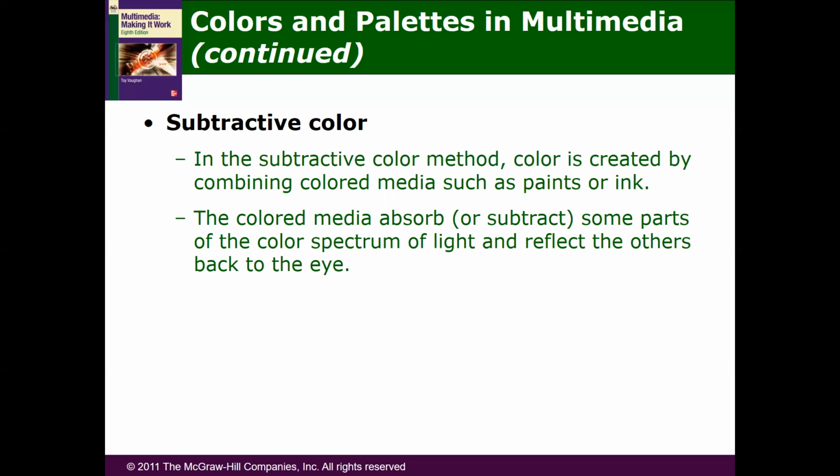Subtractive color. In the subtractive color method, color is created by combining colored media such as paints or ink. The colored media absorb or subtract some part of the color spectrum of light and reflect the others back to the eye. So subtractive color is basically created by combining colored media, for example paints or inks. It absorbs part of the color spectrum, reflects the others back to the eye, and it is used mostly in creating color in forms of painting.